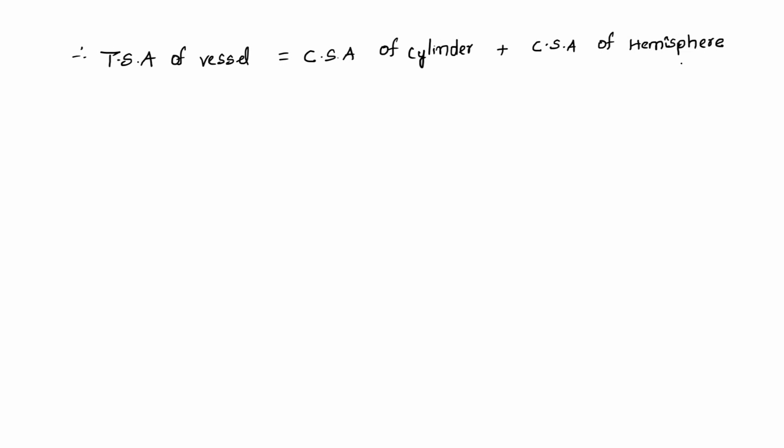So therefore, TSA of vessel or figure is equal to curved surface area of cylinder plus curved surface area of hemisphere.